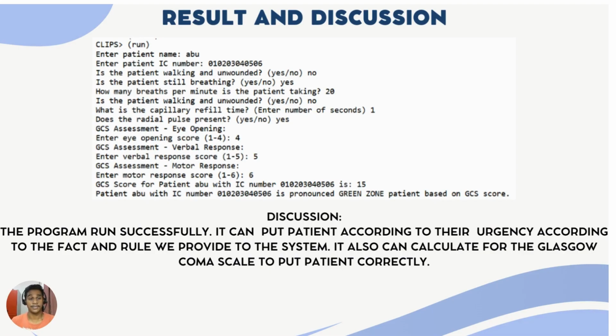Result and discussion. As you can see, the program runs successfully because it can put patients into categories according to the facts and the rules we provided to the system. It can also calculate the Glasgow Coma Scale to place patients correctly.